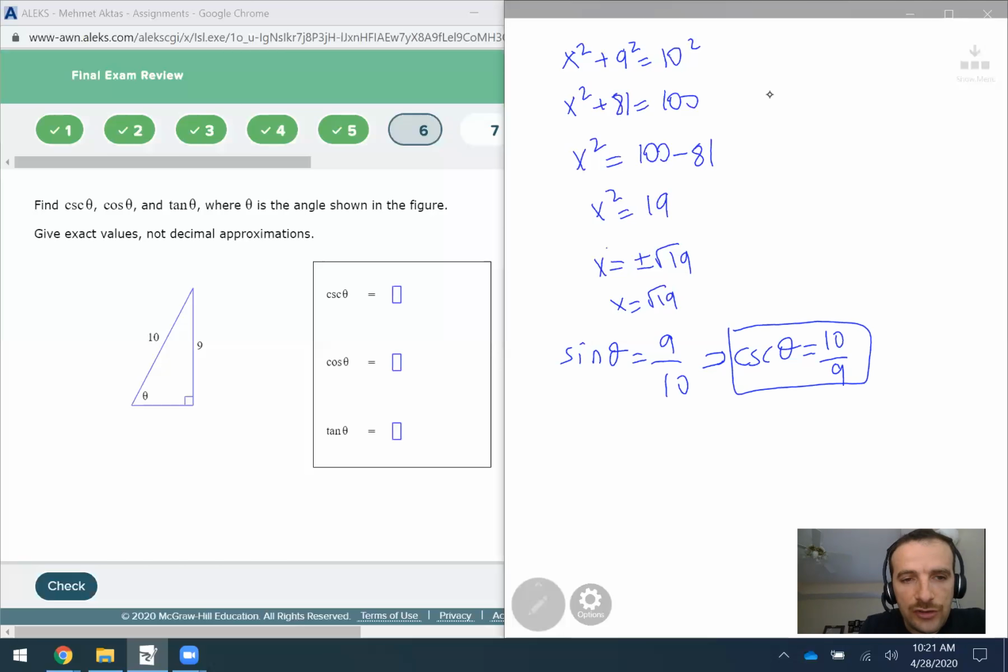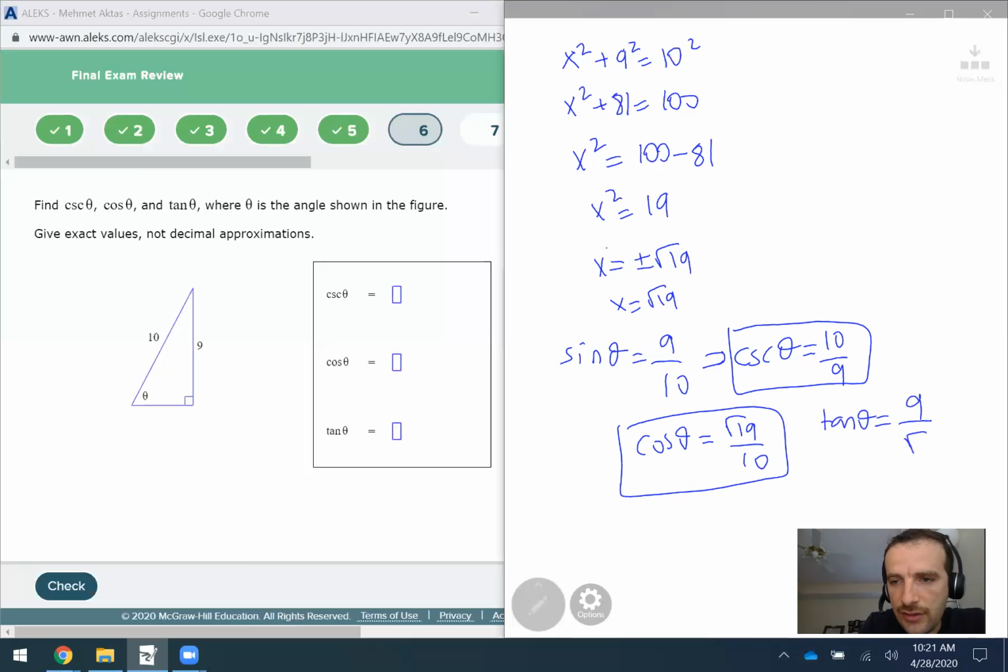All right, what about cosine theta? Cosine is adjacent over hypotenuse. So cosine theta is equal to the adjacent, root 19, over 10, the hypotenuse. Lastly, tangent is opposite over adjacent, right? So tangent theta is equal to opposite 9 over adjacent root 19. Let's rationalize that: 9 root 19 over 19, right? Just multiply top and bottom by root 19.